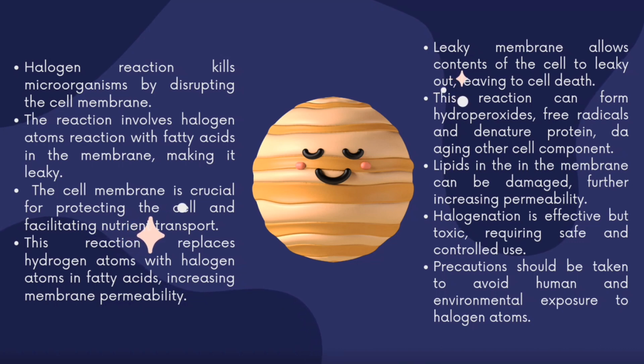Halogenation reaction can form hydroxides, free radicals, and denatured proteins, damaging other cell components. These lipids in the membrane can be damaged, further increasing permeability. Halogenation is effective but toxic, requiring safe and controlled use. Precautions should be taken to avoid human and environmental exposure to halogen atoms.